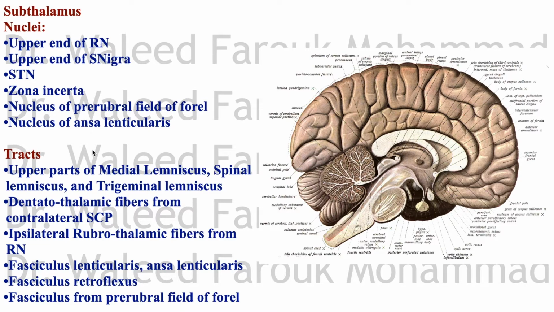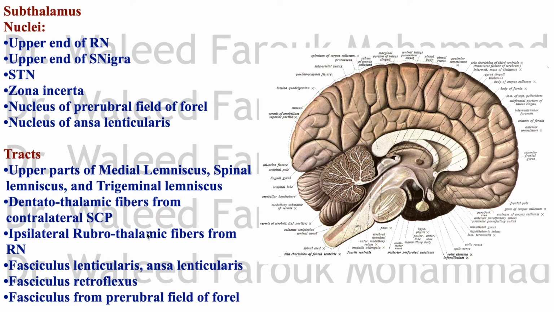Tracts in the subthalamus: the upper parts of the medial lemniscus, which carries the major sensations from the body below the head. Spinal lemniscus, which carries the fibers of pain and temperature. Trigeminal lemniscus, which carries sensations from the head. Dentatothalamic fibers from the dentate nucleus of the cerebellum through the superior cerebellar peduncle. The superior cerebellar peduncle decussates, so it receives contralateral dentatothalamic fibers. It also receives ipsilateral rubrothalamic fibers from the red nucleus.